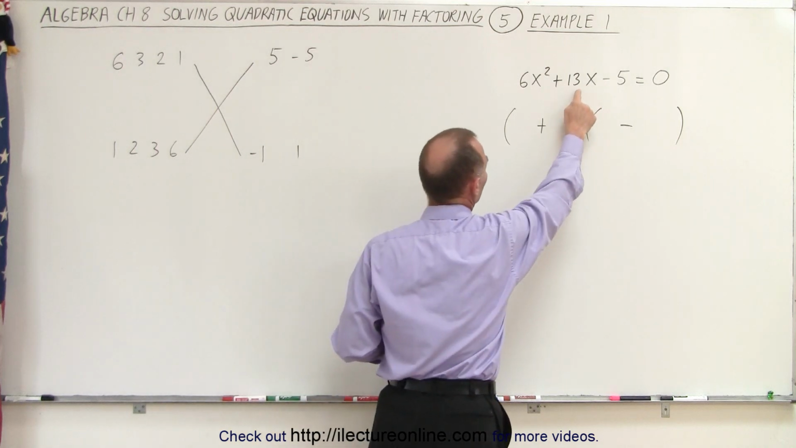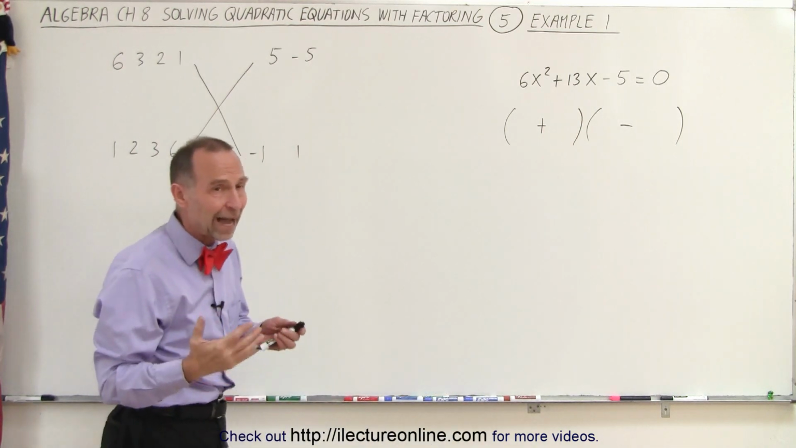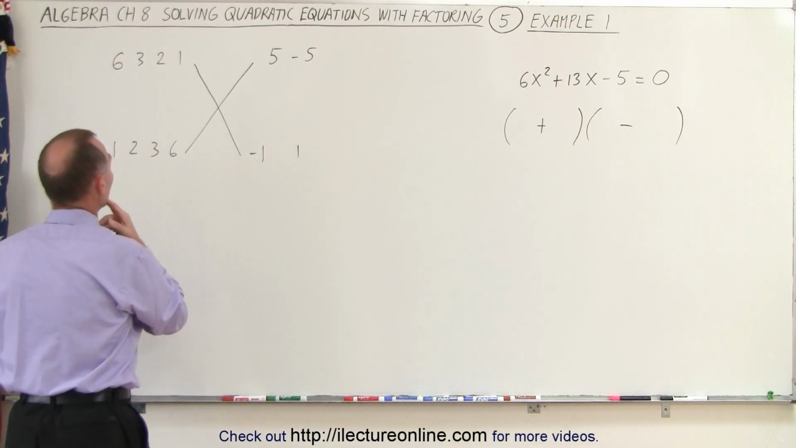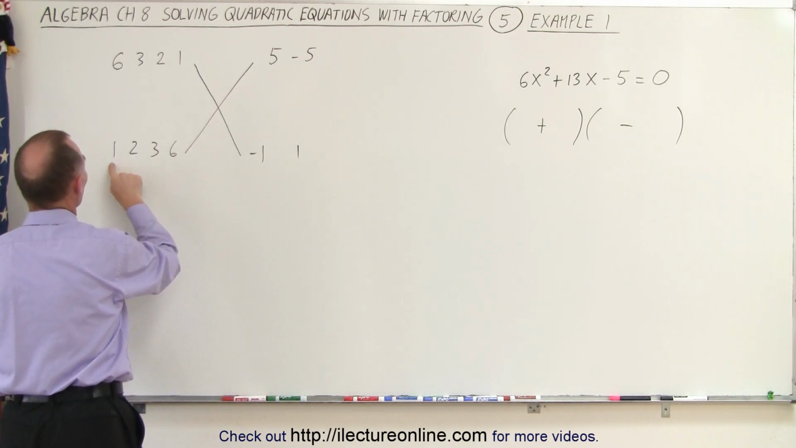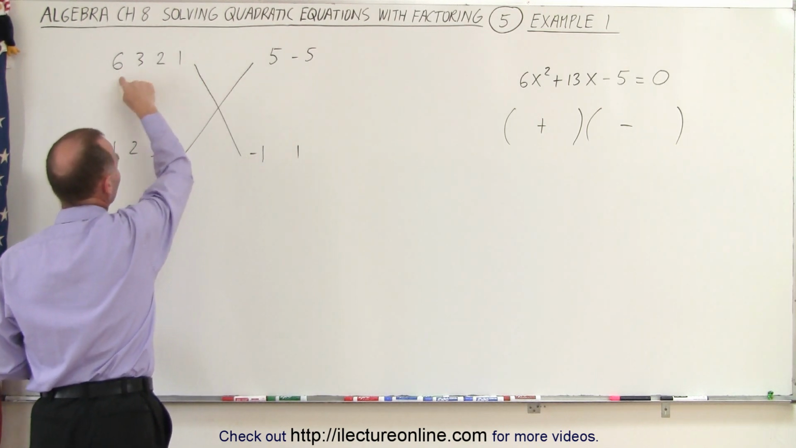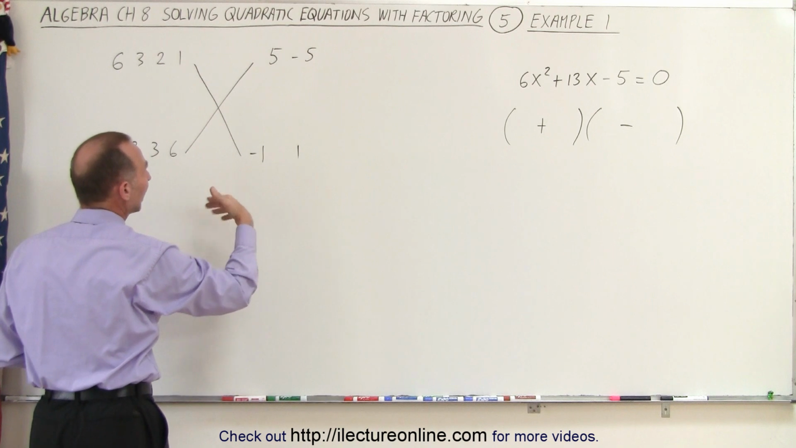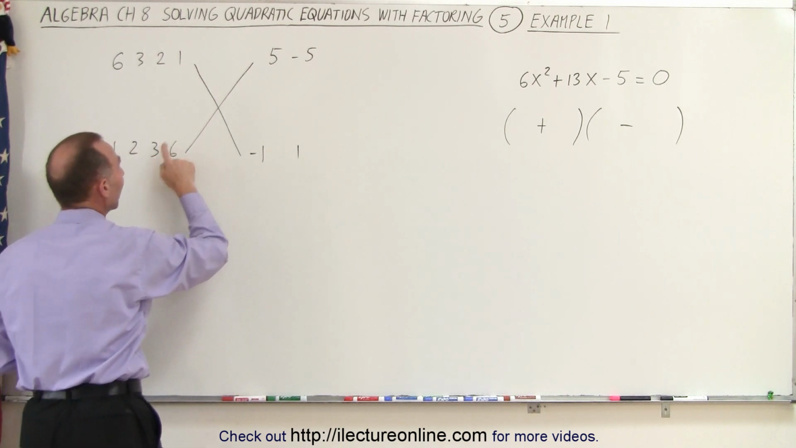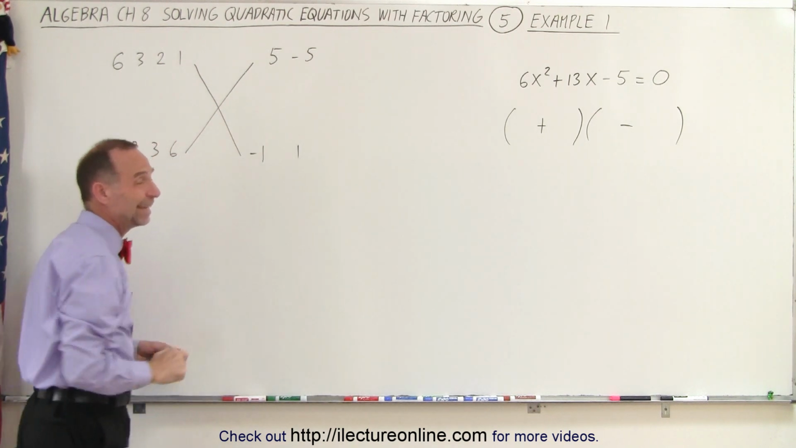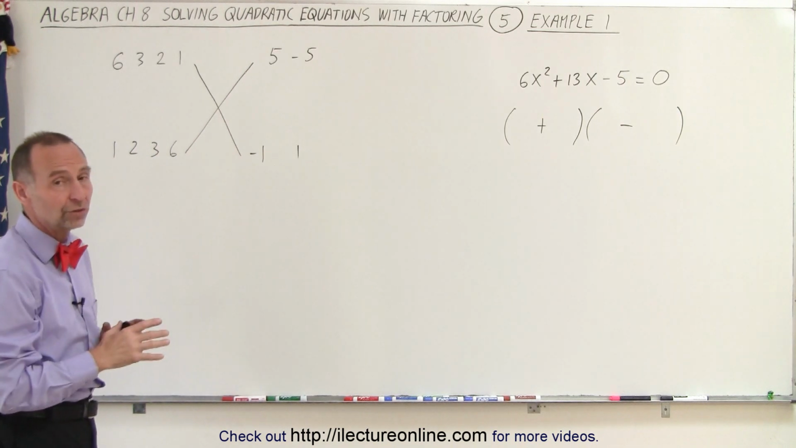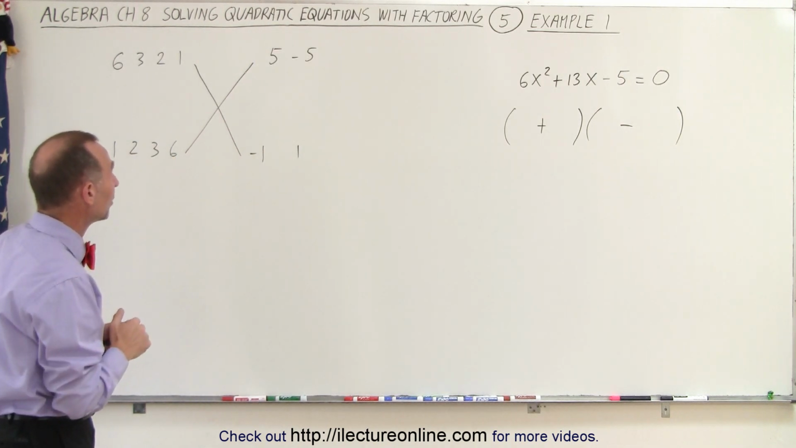Notice that the middle term is a positive 13. That's a fairly high positive number. So I'm not going to get that by multiplying 1 times positive 5 and then a 6 times a negative 1. I need a big number. For example, 3 times 5 gives us 15. That gets us close to 13. And of course, the other one will be a negative multiplication.